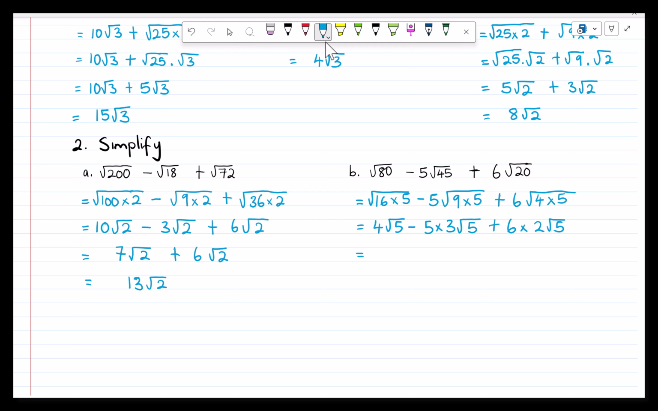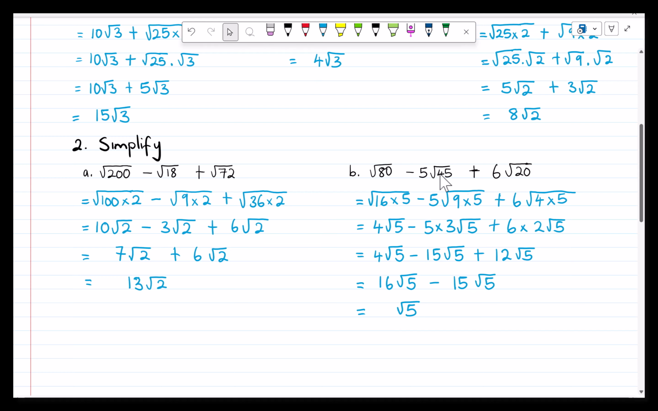Now we move on and say 4 root 5 minus 5 times 3, that is minus 15 root 5, plus 6 times 2, that is 12 root 5. Now adding and subtracting, we have 4 plus 12, that is 16 root 5, and we're subtracting 15 root 5. What I just did here is take the positive numbers, that was 4 and 12. So now that we have 16 root 5 minus 15 root 5, if we subtract this, we get 1 root 5, and 1 root 5 is the same as root 5.